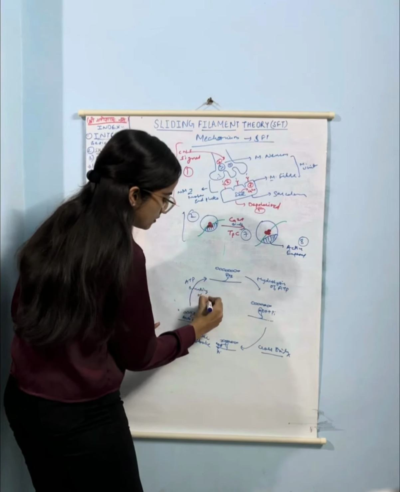Now I'll give you a trick to remember all these steps. Yes, it has 9, 10, 11. It has 12 steps. So I will give you a trick to remember all these 12 steps. The trick is: Signal, Acetylcholine, Get, Exposed, Actin. So this is a trick.